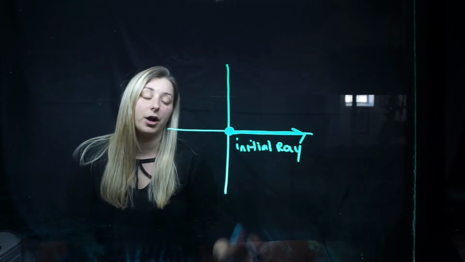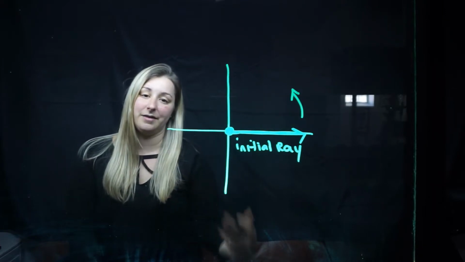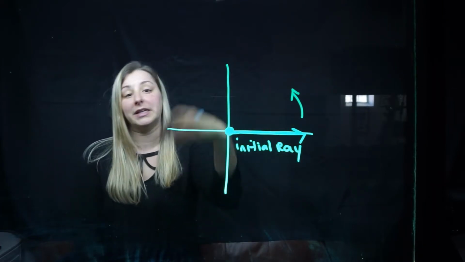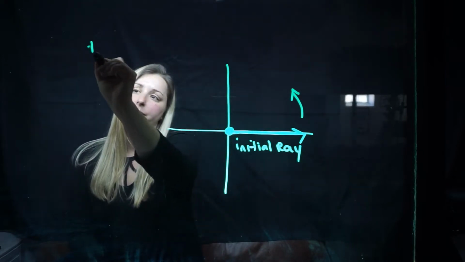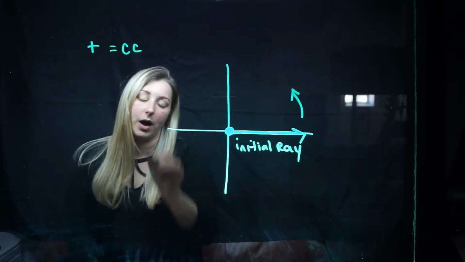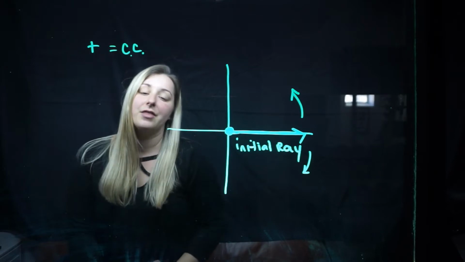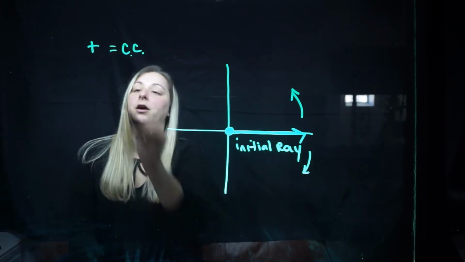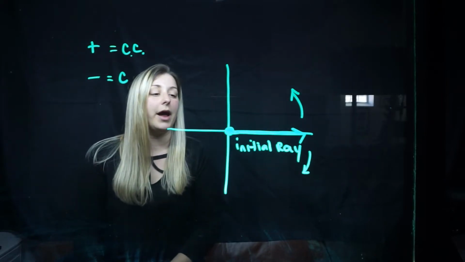Now, if you remember, if you go up, that would be towards your positive angle direction. So you know that's counterclockwise. So your positive angles, positive degrees, are going to be counterclockwise. If you were to go down with your rotation, that's going to be your negative angle. So negative is going to be clockwise. Okay, so let's look at this.